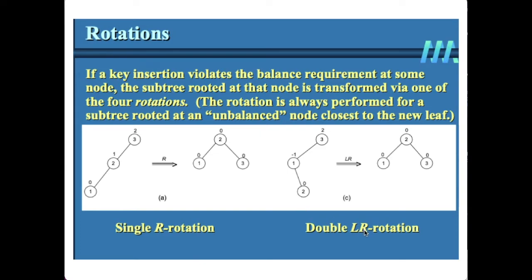The second type of rotation is a double rotation. And the double rotation is a sequence of a left-right rotation or a sequence of a right-left rotation. In this example, we are showing a left then right rotation. From this unbalanced tree, you can get this balanced tree on the right side.